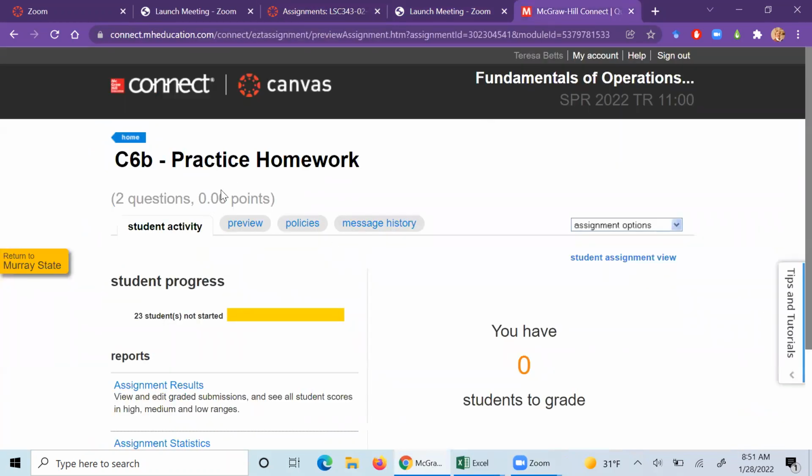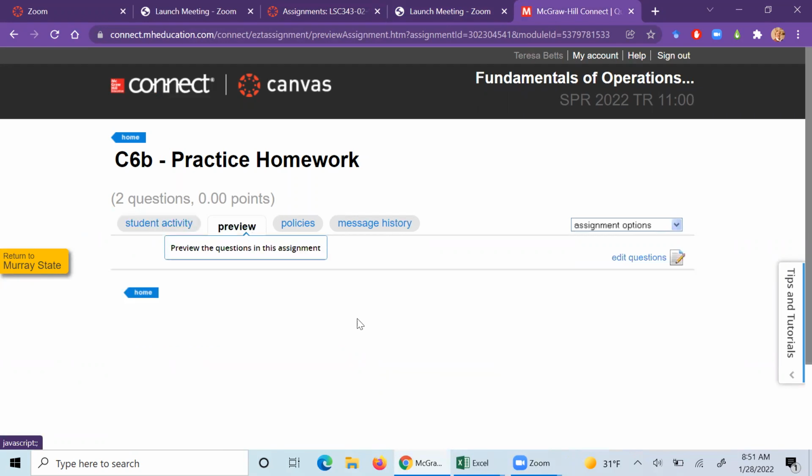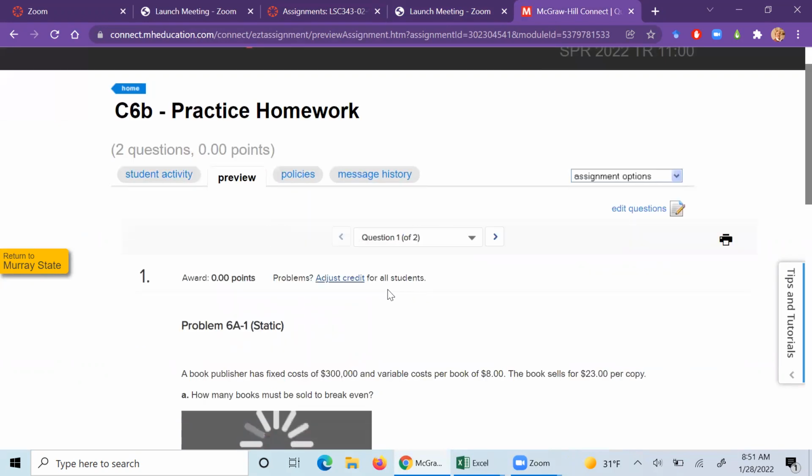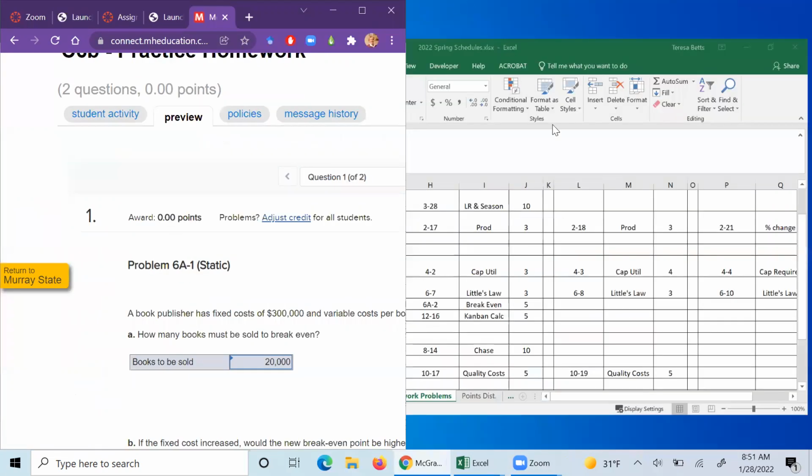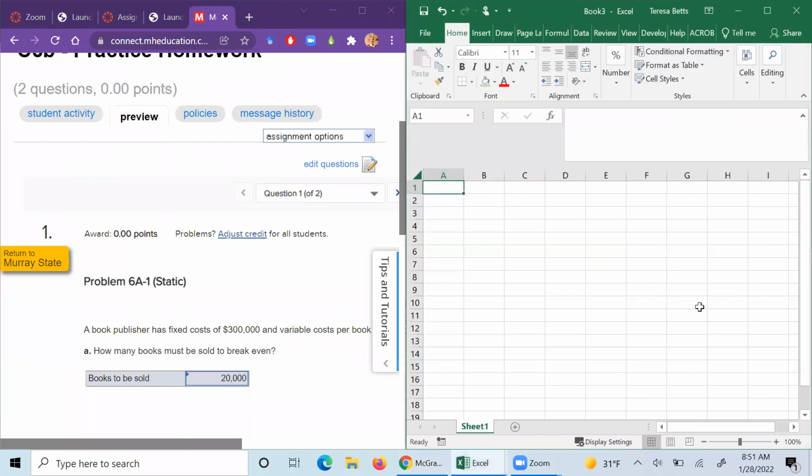And what we're going to see is that we have two problems that we want to work with here. If we look at those two problems, they're what we call break-even analysis. Break-even analysis just tells us how many units we have to sell in order to break even on a particular product.